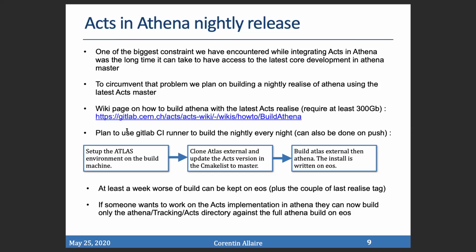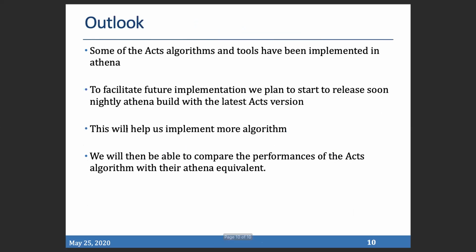So we've looked a little bit into that. We think we can store at least a week's worth of builds on EOS. And if someone wants to work on an ACTS implementation, the only thing they have to do is build against this install, usually building just the ACTS directory in which all our implementations are so far. This is way faster than building all of Athena each time and takes way less space. So that's what we are currently working on.